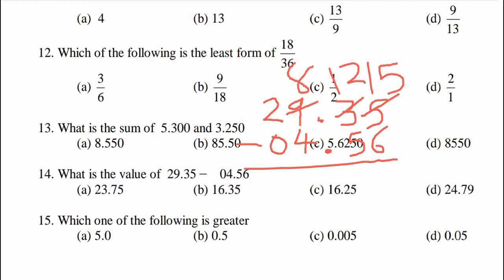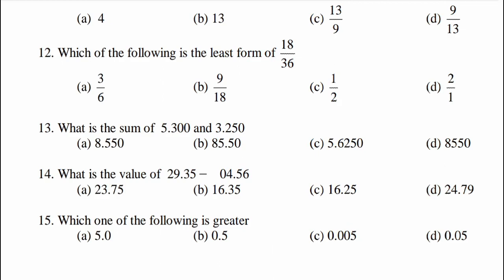15 minus 6 is equal to 9. 12 minus 5 is equal to 7. Point as it is. 8 minus 4 is equal to 4. And 2 minus 0 is equal to 2. So the answer is 24.79. And it is given in option D.